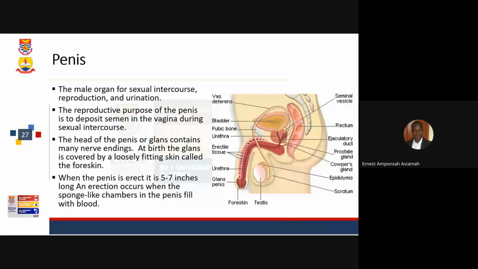So many of us, I think in Ghana, many of the penises have the foreskin, which is the yellow in this color, taken off. But in other countries, they still maintain the foreskin, so the penises will be a little bit different. Now, when the penis is erect, it is about 5 to 7 inches long, averagely. The penis has erectile tissue, so when they fill with blood, it brings about the penis being erect, or hard.